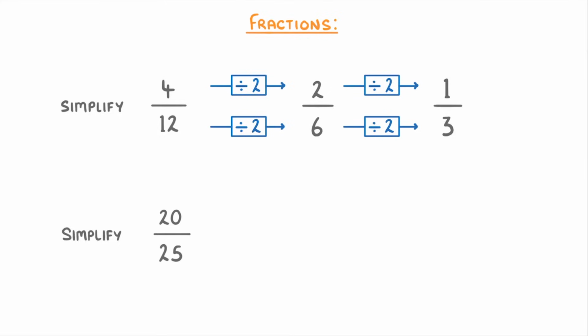For this second one, we need to simplify 20/25. And there's actually only one number that goes into both of these, which is 5. So we have to divide top and bottom by 5, which gives us 4/5 as our simplified version.